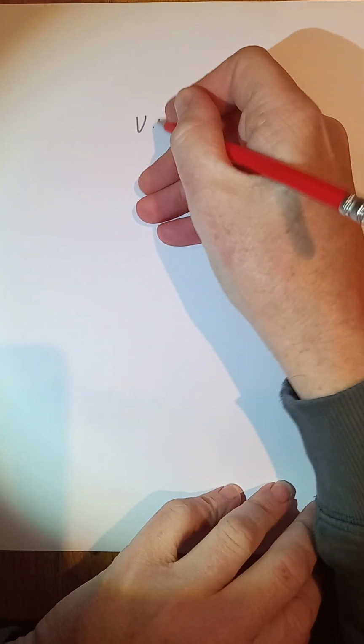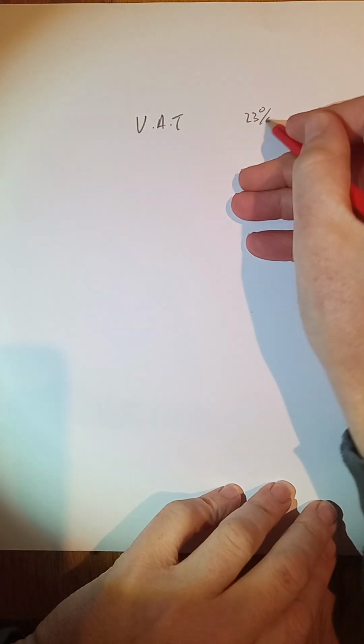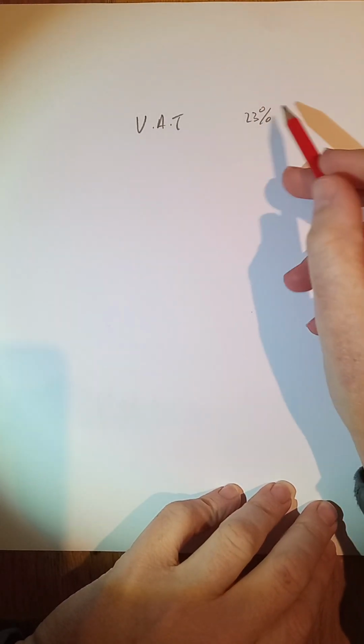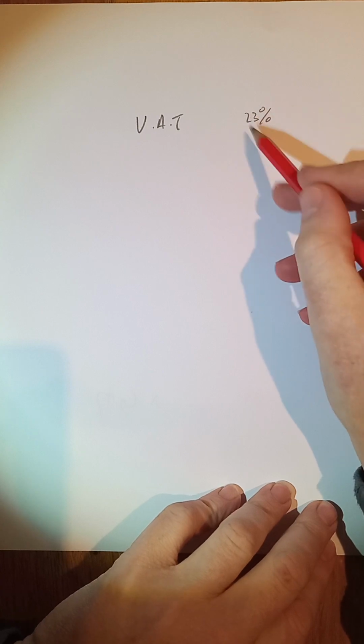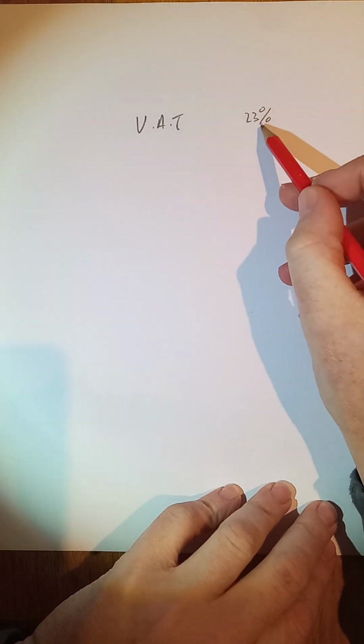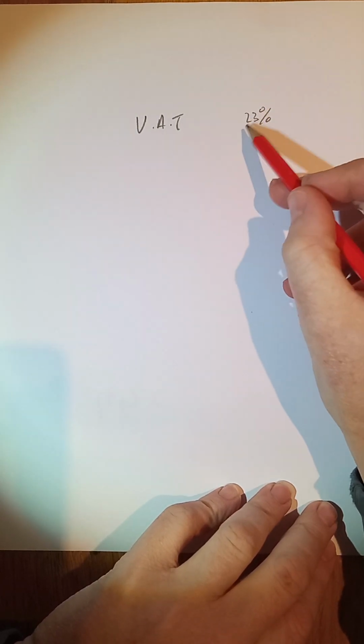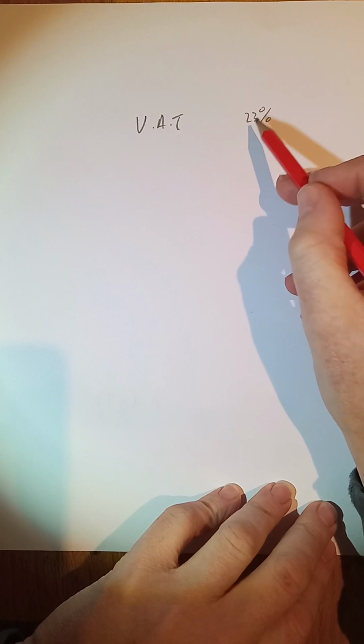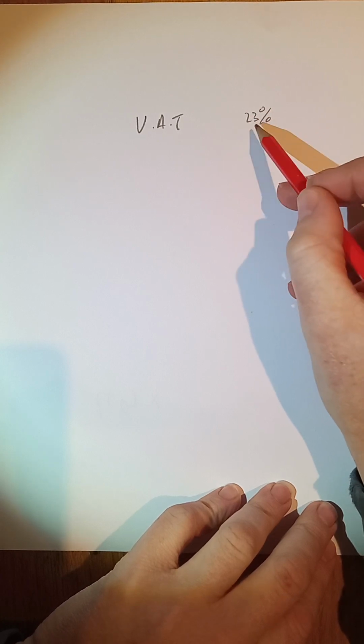VAT, value added tax. Different rates, usually 23%, there's a 13% rate, a 9% rate. You have to be very careful of the rate, okay? Especially the lowest rate, the 9% rate. So be sure you check what the question is asking you in regards to what rate you're using.